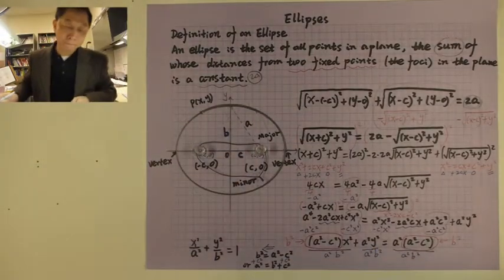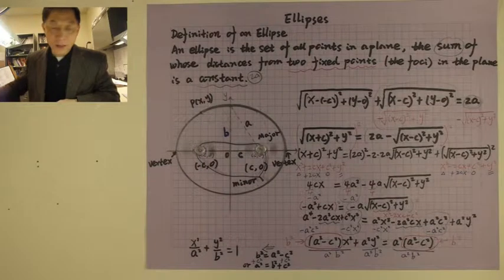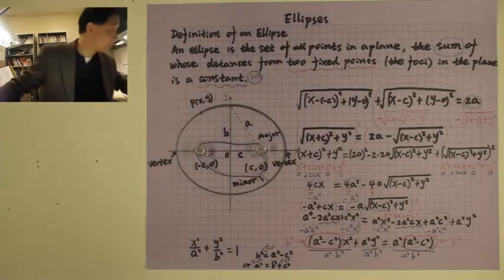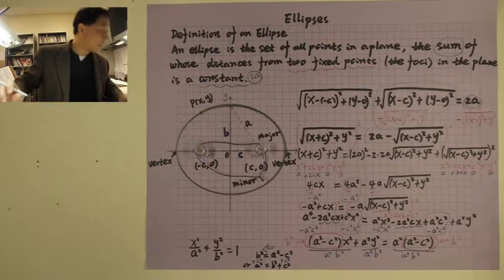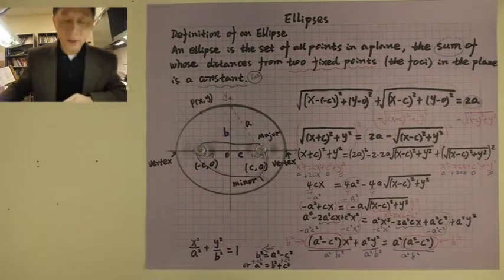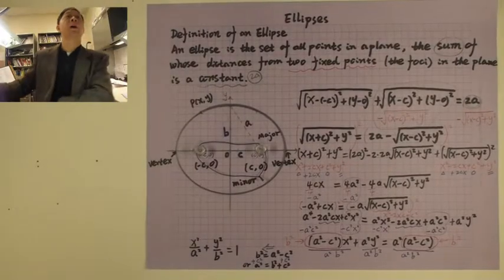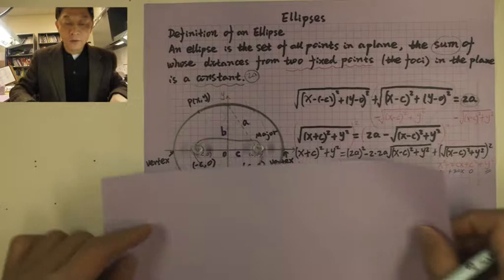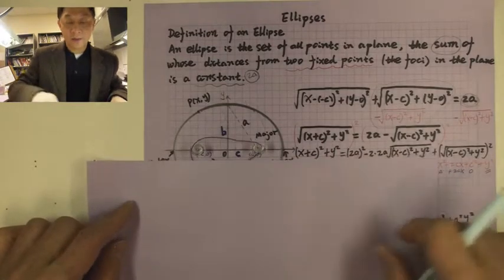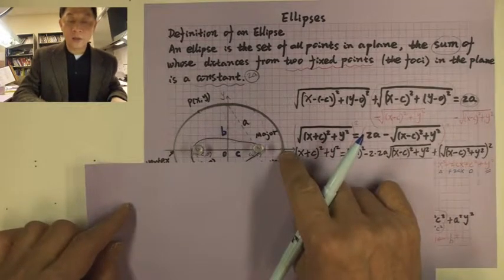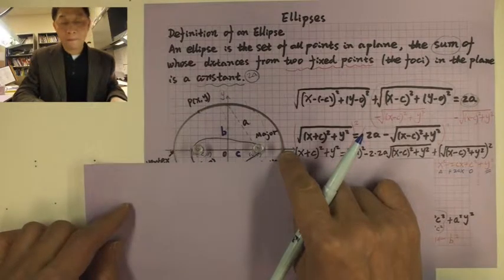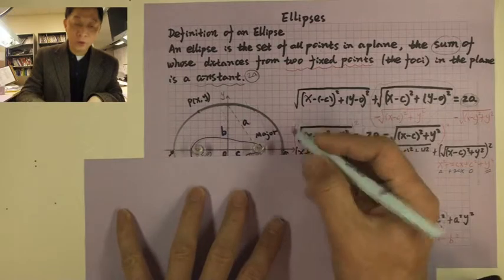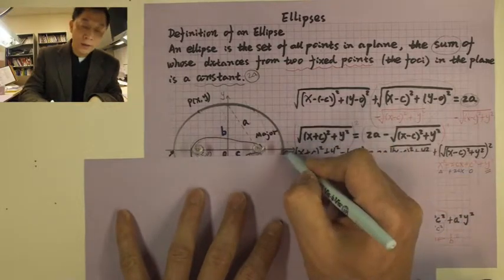Okay, now there is one thing I want to be clear: how are we going to find out this vertex? What is the coordinate for this one? No, we don't know. But we can figure that out.